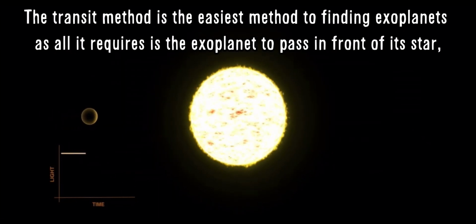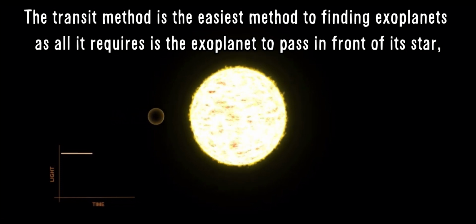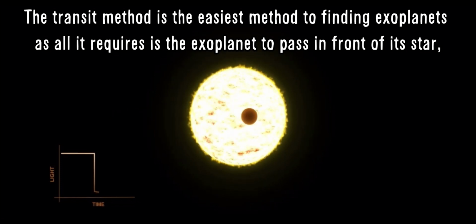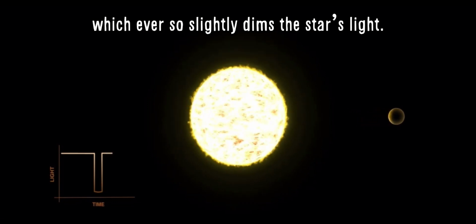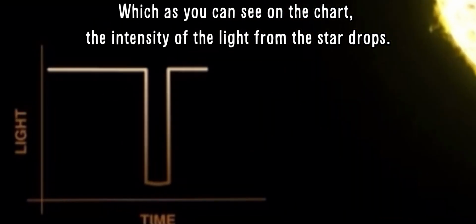The transit method is the easiest method to finding exoplanets, as all it requires is the exoplanet to pass in front of its star, which ever so slightly dims the star's light. Which, as you can see on the chart, the intensity of the light from the star drops.